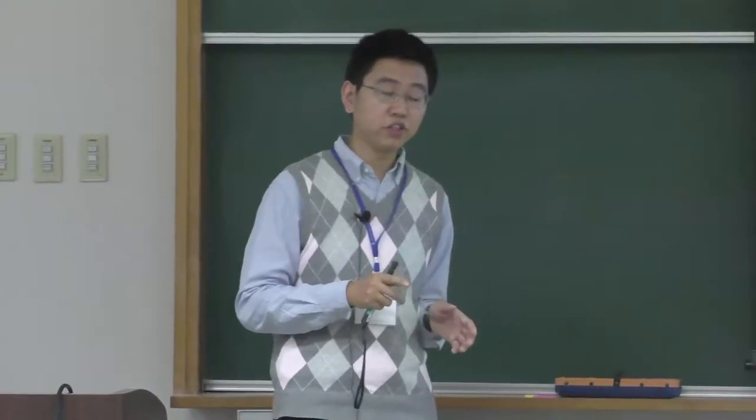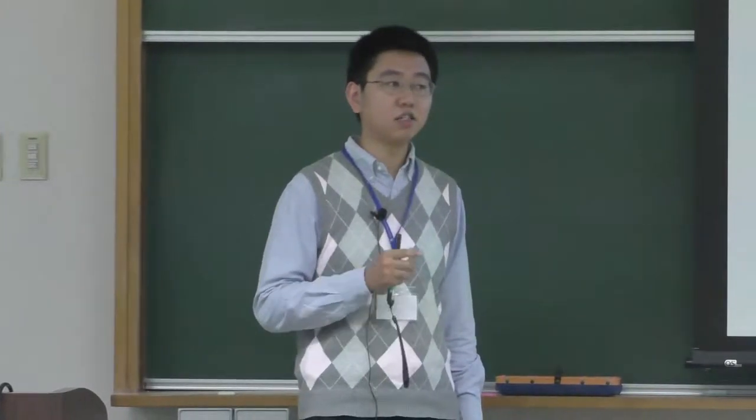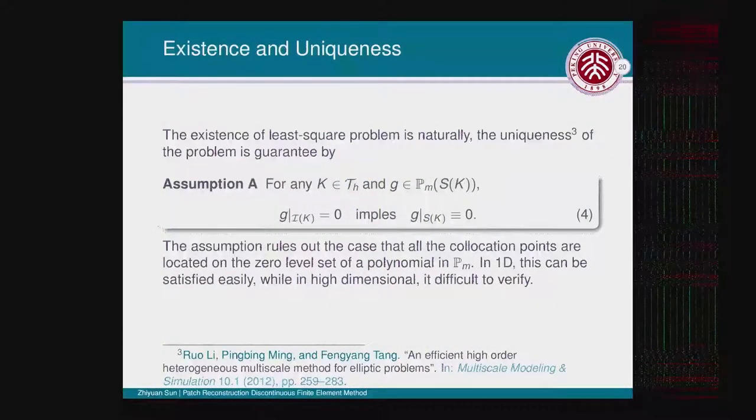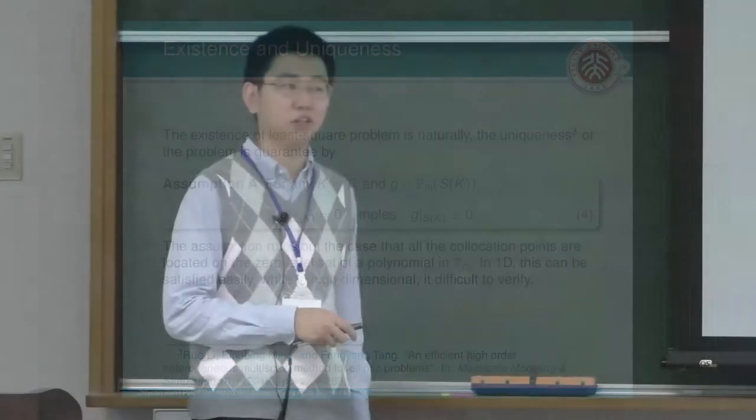Okay, then this assumption is saying that all the collocation points you use in the element patch cannot be located at the zero points of specified polynomials. If all the collocation points you used are at zero points of the polynomial, you cannot reconstruct that polynomial in an appropriate way. So it's easy to satisfy these assumptions in one dimension, but in high dimensions, the zero points of some polynomials are not easy to get, so this assumption is always satisfied. It's not that likely you can hit all the zero points of the polynomial.